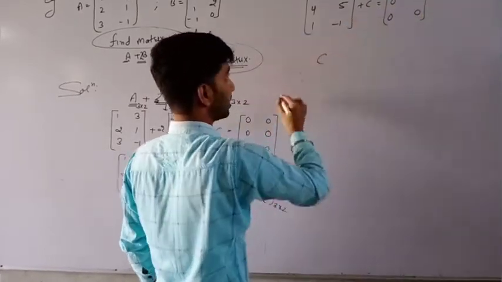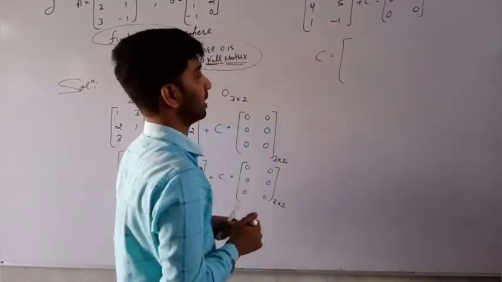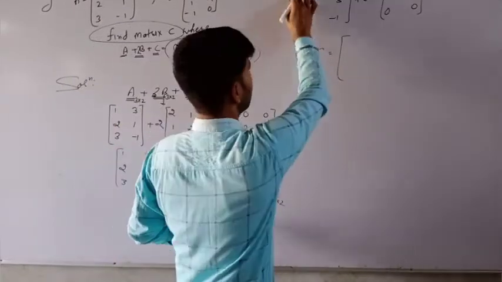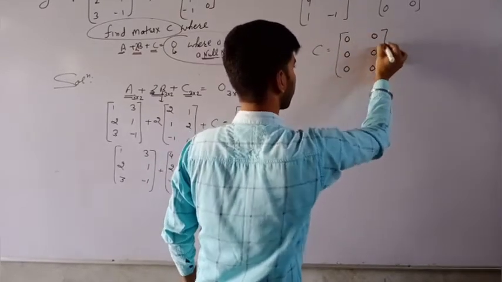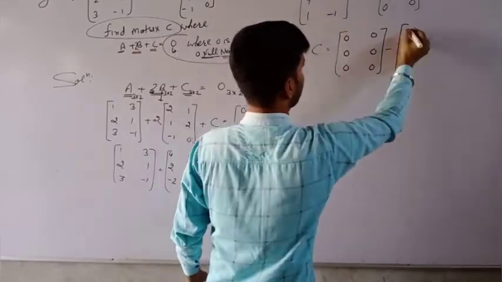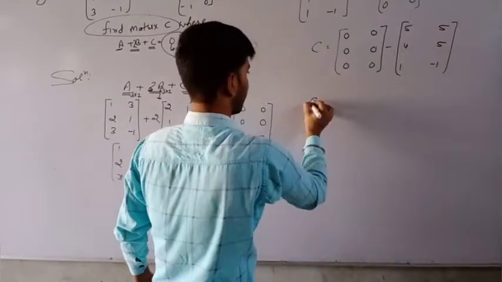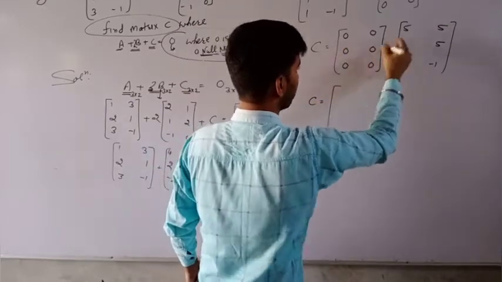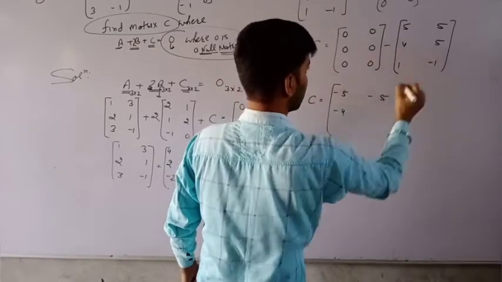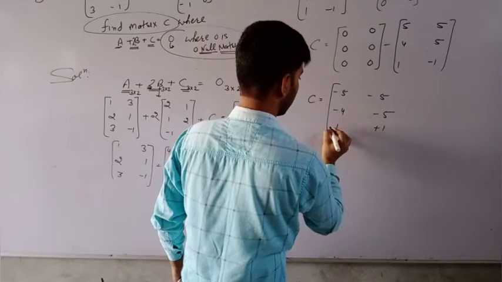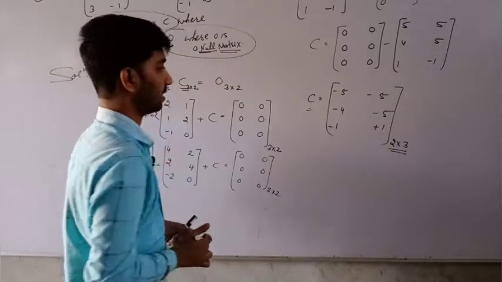If we want to find C, this matrix is added with C, then by transposing it will be subtracted. By the transposing rule, it is added, so by transposing it will be subtracted. Subtract 5, 5, 4, 5, 1, minus 1. By solving this, 0 minus 5 is minus 5, 0 minus 5 is minus 5, 0 minus 4 is minus 4, 0 minus 5 is minus 5, 1, sorry, minus 1, plus 1. This is the answer; we have found matrix C.